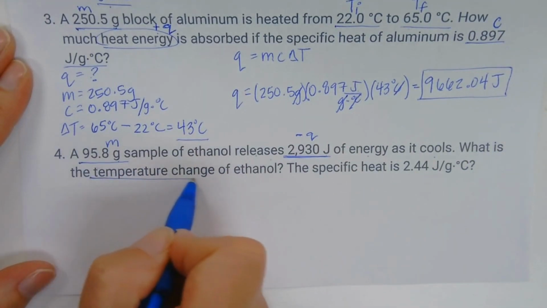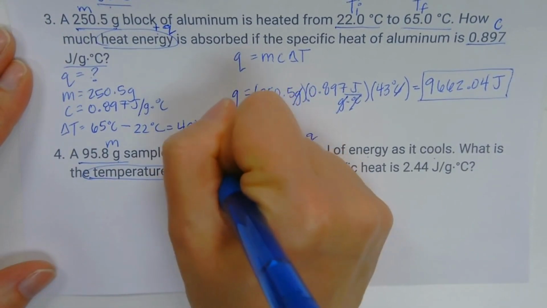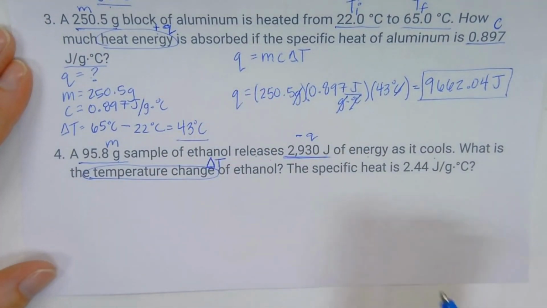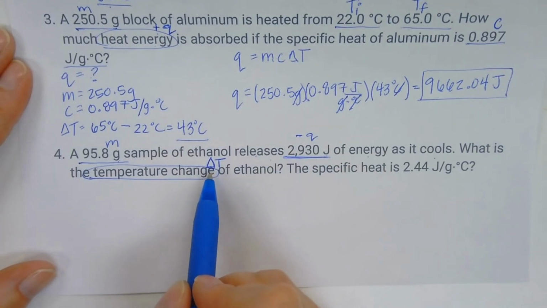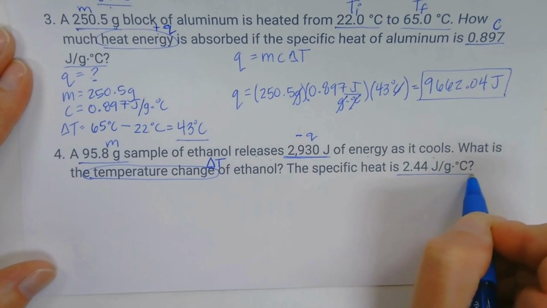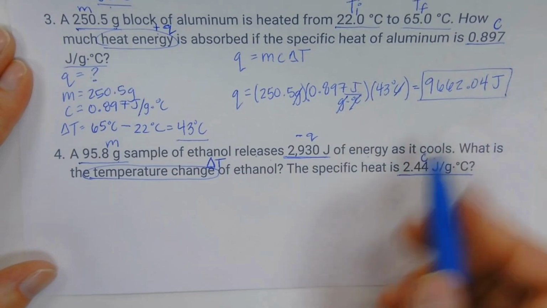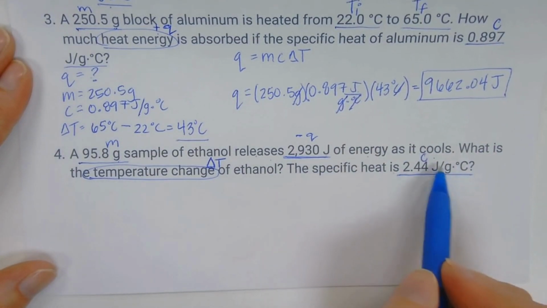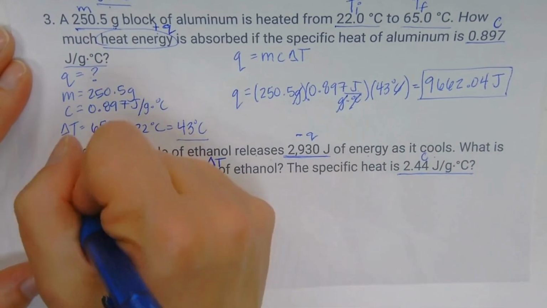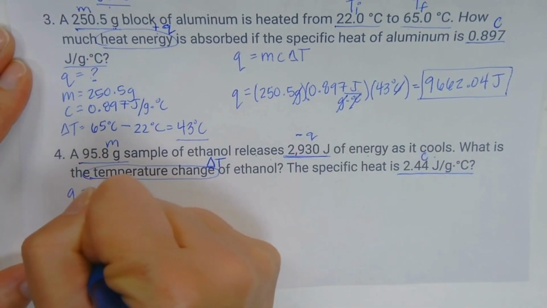Okay, so the temperature change means that I'm looking for delta T. I don't have an initial and a final. I'm just looking for that change in temperature. The specific heat is 2.44 joules over grams degrees Celsius. So we know this is going to be C because it says specific heat is and the units match specific heat.